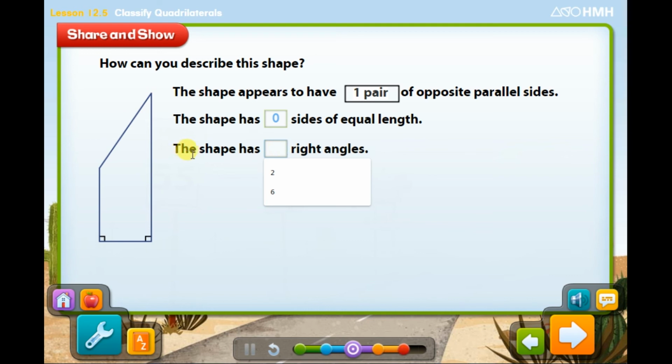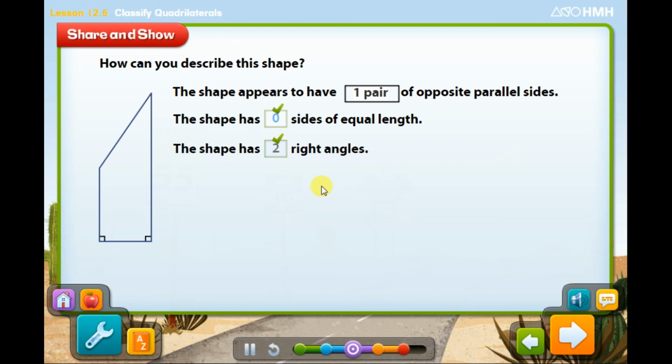Okay, second question. The shape has how many right angles? If you see the squares, you can figure out easily that you have right angles right there. So how many right angles are formed here? We have 2 right angles. One right angle here and one right angle here. They form an angle like the square's angle. So I have 2. Let's choose 2 and check.